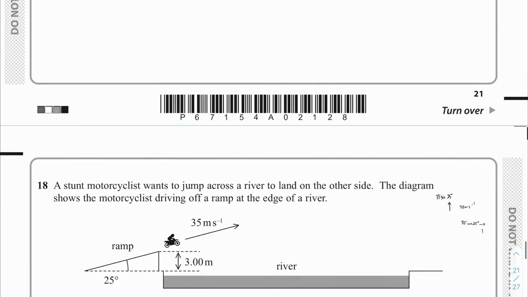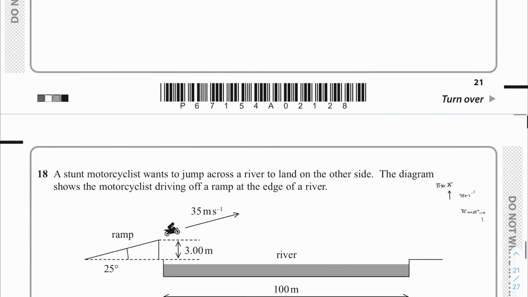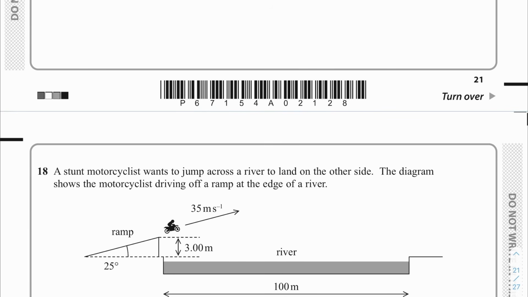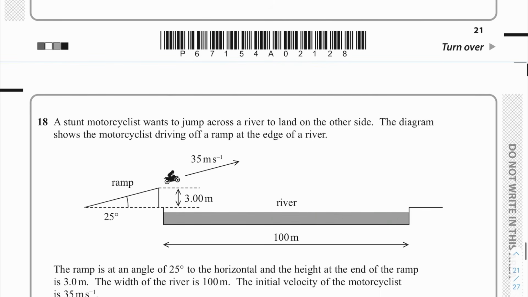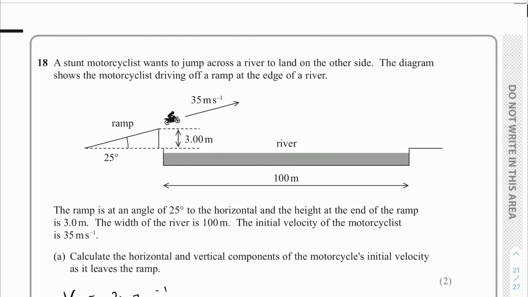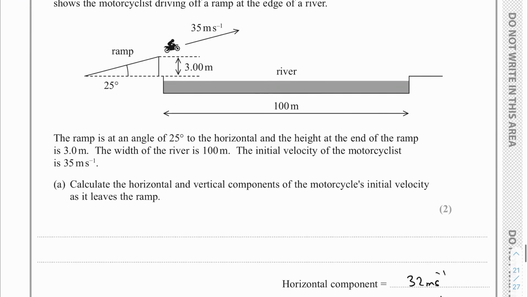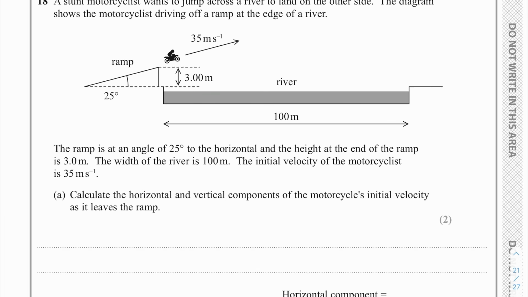Let's move on to question number 18. So we've got a stunt motorcyclist who wants to jump across a river to land on the other side. The diagram shows the motorcyclist driving off a ramp at the edge of a river. The ramp is at an angle of 25 degrees to the horizontal, and the height at the end of the ramp is 3 meters. The width of the river is 100 meters. The initial velocity of the motorcyclist is 35 meters per second. Calculate the horizontal and vertical components of the initial velocity as it leaves the ramp.